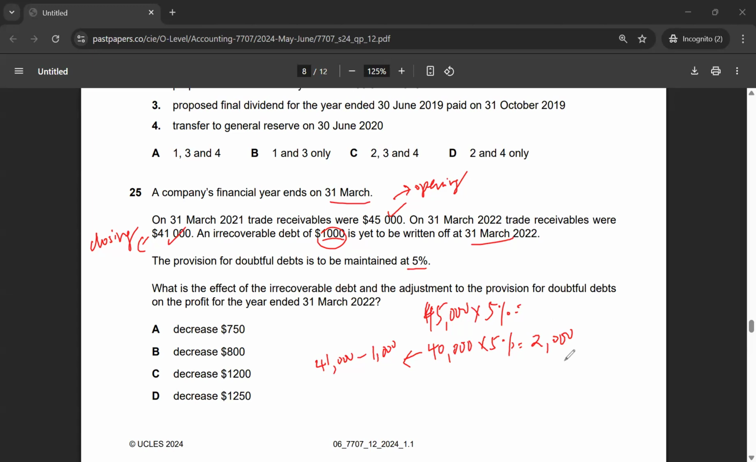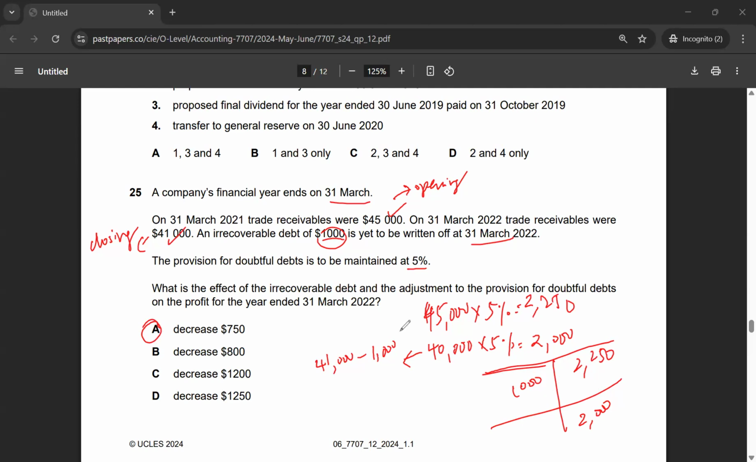45,000 times 0.05 is 2250. So when we draw the provision for doubtful debt account, if you draw the T account, this would be 2250. We have $1,000 here, and then the final balance is $2,000. So there will be a decrease of 750. So the correct answer for multiple choice 25 would be option A, decrease of 750.